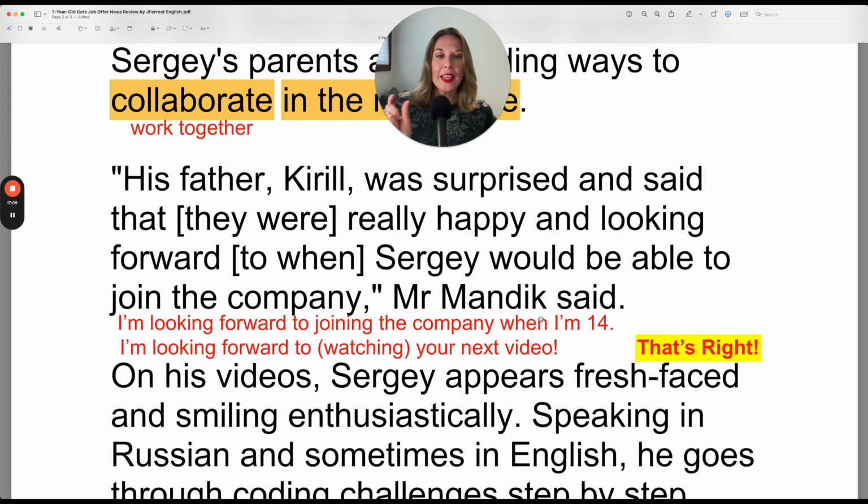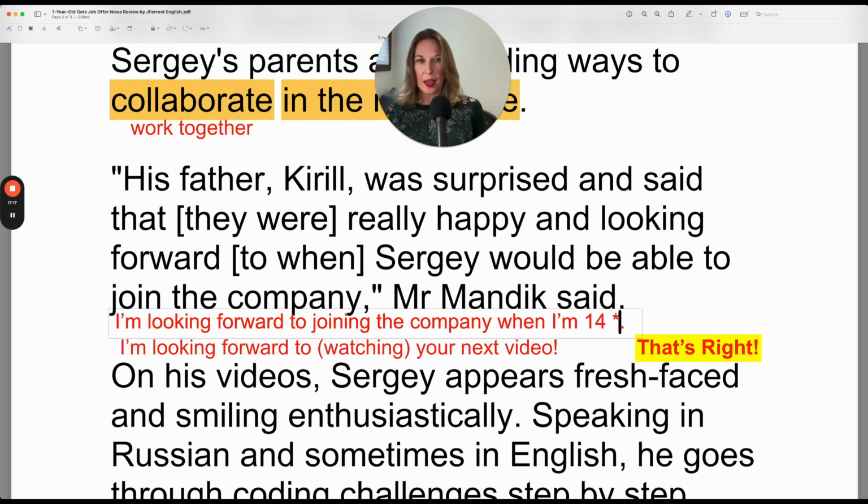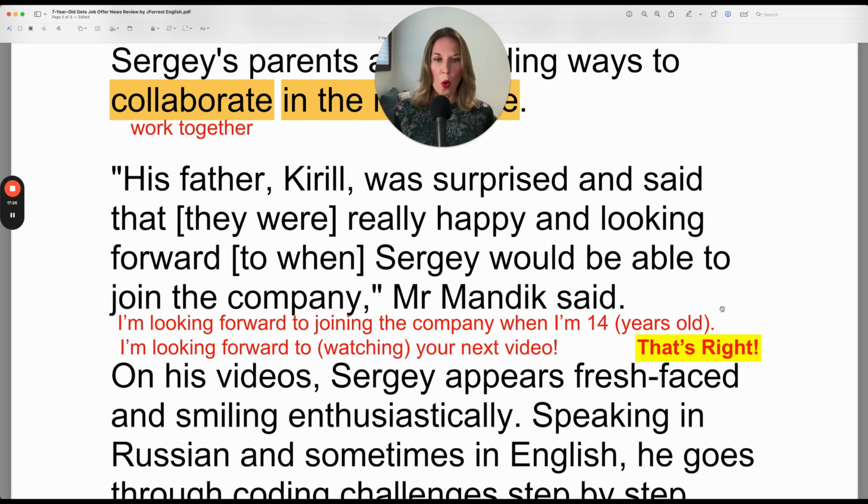So "when" in a future context also requires the present simple: "When I am 14." And remember, you could add "years old." It's optional. And if you do, you have to add that S on "years," and you must also use the word "old." I'm looking forward to joining the company. I'm looking forward to meeting you. I'm looking forward to watching, seeing, hearing, listening, whatever your verb is.